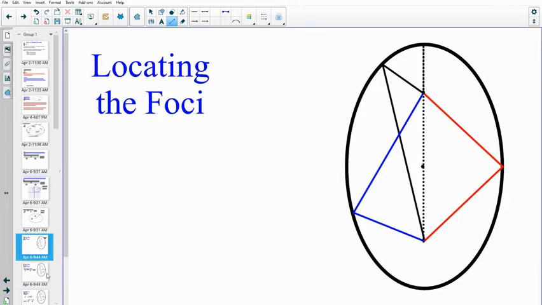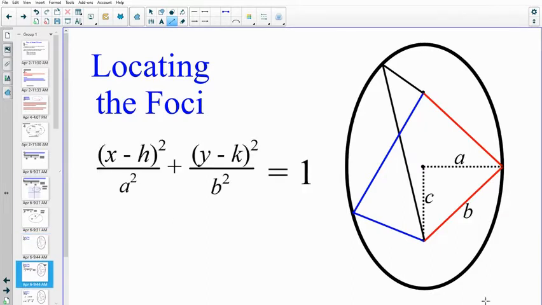Now, whether or not you understood that, what that means is that, yes, a is the horizontal distance, b is the vertical distance to the ellipse, but that section of the major axis turns out to be the same as that segment from the focus to the co-vertex. And the reason this is significant is because that gives us a right triangle. And whenever I have a right triangle, where the two axes are perpendicular to each other, I've got the Pythagorean theorem.